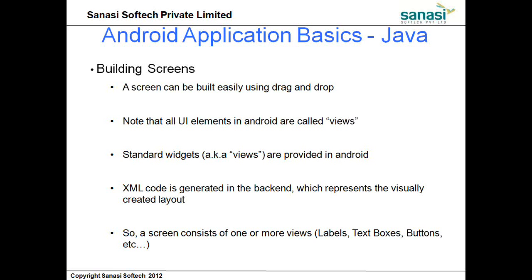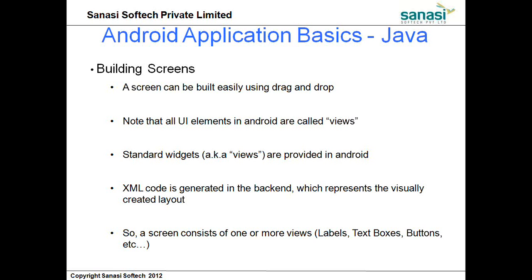So if you want to build an application in Java, what is it that you need to do? Well, obviously your application must have at least one screen, and that screen might have some UI elements like buttons or checkboxes, radio buttons, and so on. So typically you can build a screen using drag and drop. Now that is one technique, but remember that the screen is typically represented with XML code in the backend. So if you're good at XML, you don't have to use drag and drop. You can directly start writing code in XML as well.